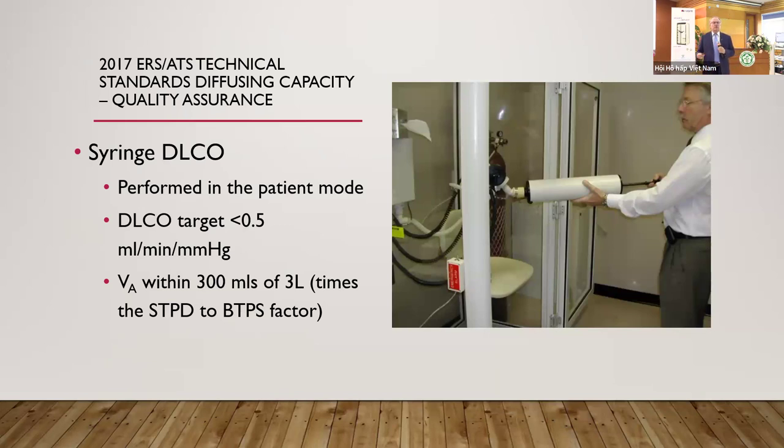However, you can use the 3-liter syringe not only for calibrating the flow sensor, you can use it as a patient. So all of the manufacturers have a described method of how to use the 3-liter syringe as a quality indicator. So you perform the test like you would a patient, deep breath in, hold the air, blow it out, but you should expect that there is no diffusion that takes place in that syringe, right? So the target value is to have a value less than 0.5, because there should be no diffusion across that syringe.